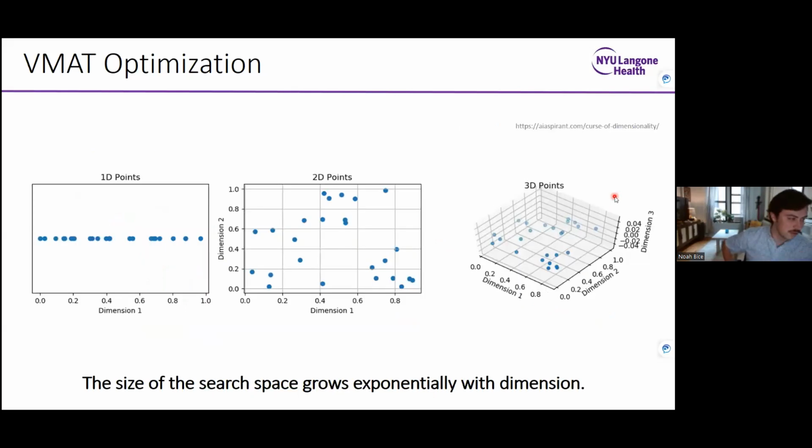So, more professionally stated, if we're given the same number of points to try and make sense of some space, it's much simpler to do with a lower dimensional space than it is to do with a higher dimensional space. That's because the size of the search space grows exponentially with dimension, right?